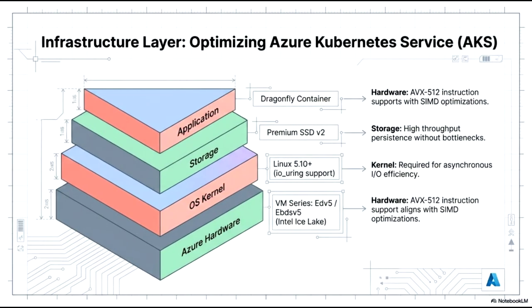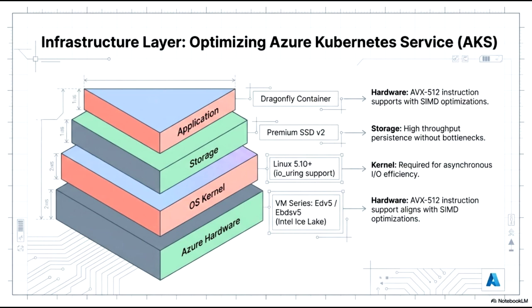Optimizing the infrastructure layer for Azure Kubernetes Service, or AKS, requires a full-stack approach that aligns hardware capabilities with software performance. Starting at the foundation, we utilize Azure hardware via the ED-v5 and EBDS-v5 VM series, powered by Intel Ice Lake processors. This provides native AVX 512 instruction support, which is essential for SIMD optimizations. Moving to the OS kernel, we specify Linux 5.10 or higher to leverage io_uring. This kernel feature is required for maximum asynchronous I/O efficiency.